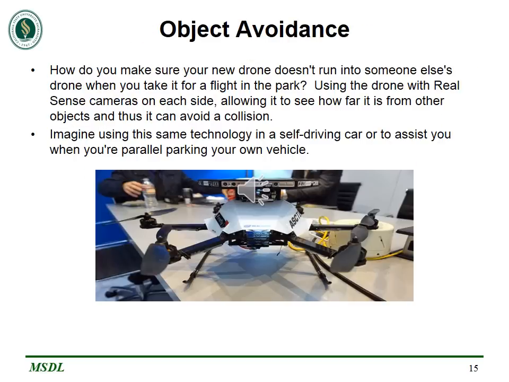Let's discuss the application of 3D RealSense named object avoidance. How do you make sure your new drone does not run into someone else's drone when you take it for a flight in the park? Using a drone with RealSense cameras on each side allows it to see how far it is from other objects, and thus it can avoid a collision. Imagine using the same technology in a self-driving car or to assist you when you are parallel parking your own vehicle. So this application is really helpful in avoiding a collision in day-to-day life.